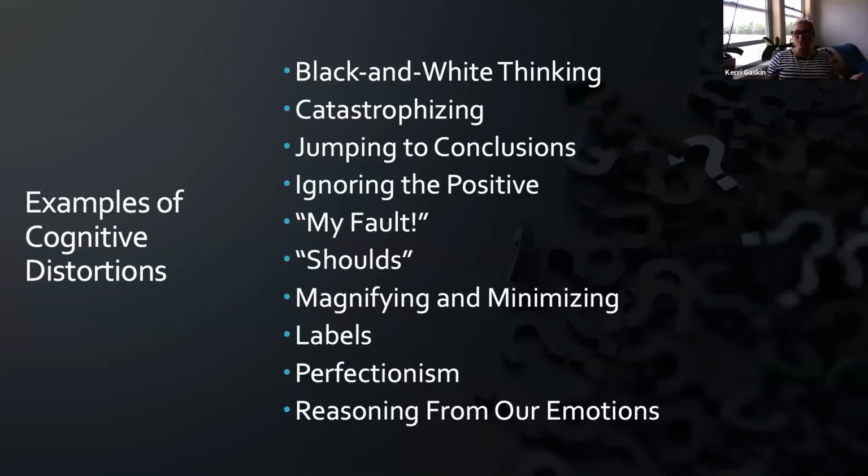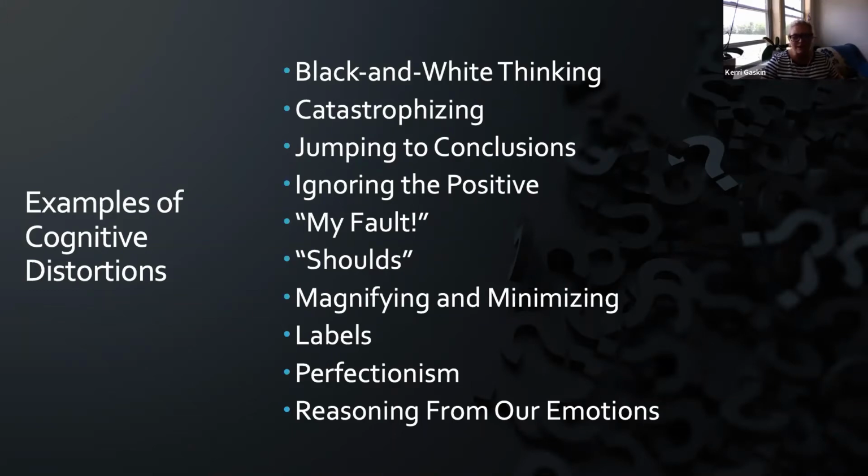In order to notice them, we need to actually know what they are, though. We need to know what we're looking for. So some examples of cognitive distortions might be black and white thinking, okay? Catastrophizing, jumping to conclusions, ignoring the positive, proclaiming my fault, right?